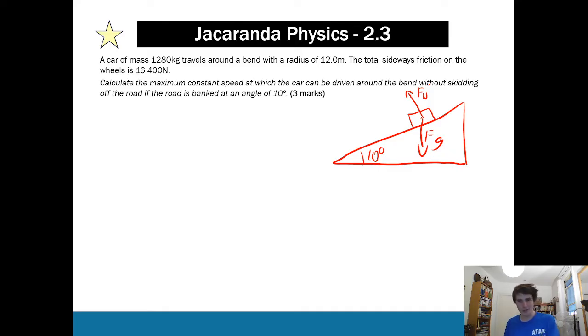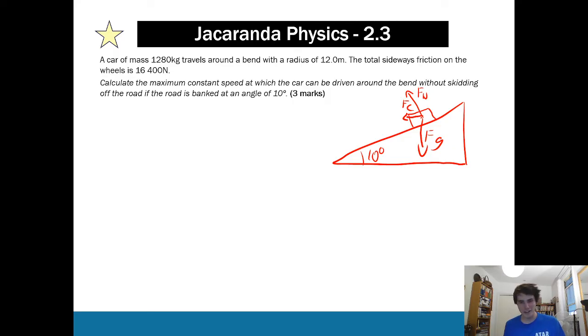Now, because we are told that we have centripetal force, right, we're asking about what velocity can we travel around in a circle without our car slipping off, our centripetal force always points straight in towards the center of our circle. So if we're moving in circular motion around like this, our centripetal force will point towards the center of the circle like that.